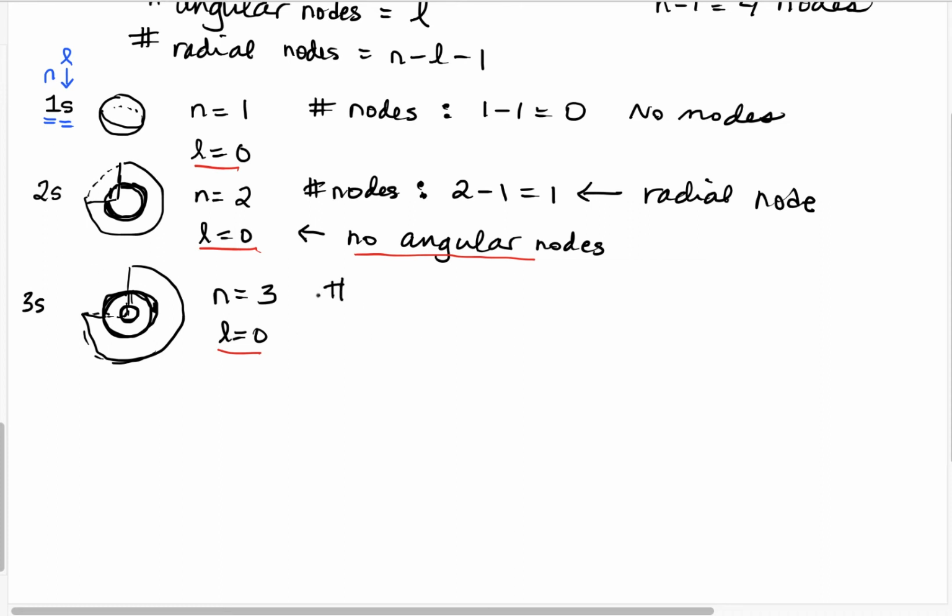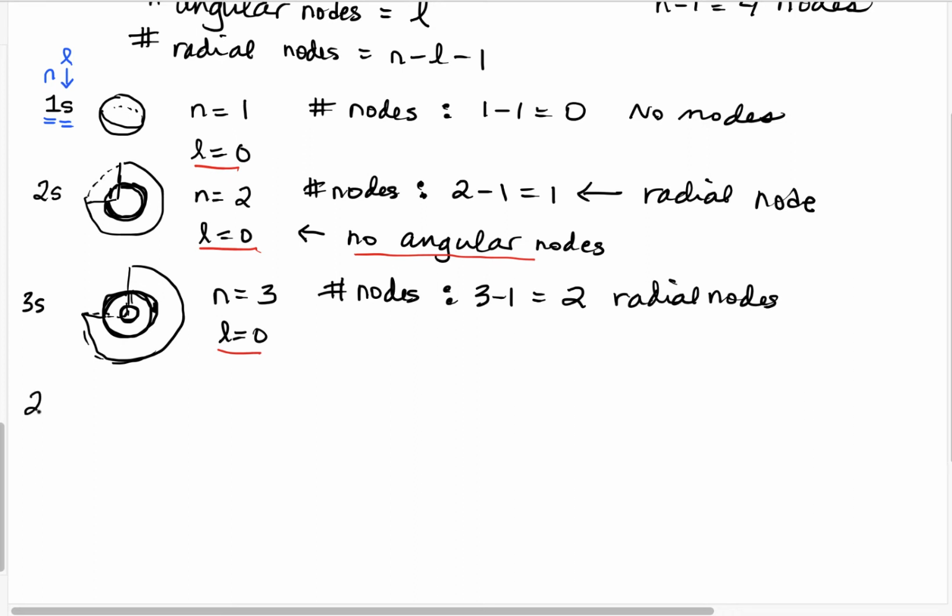So that means that our number of nodes is now 3 minus 1, or 2, and these must be radial nodes. And that's exactly right. This is one radial node, and this is one radial node. So it's just what we expect.